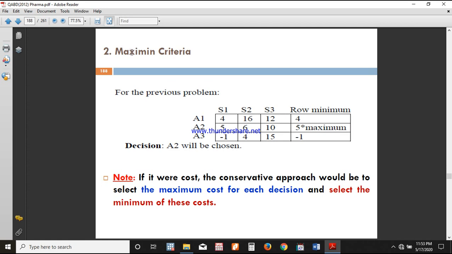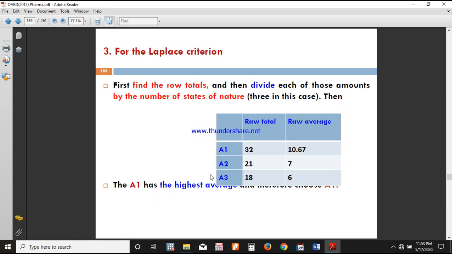What if these values are costs? Then you can apply the Minimax criteria. The Minimax means you find the maximum value in each row: 16, 10, and 15. From these maximums, the minimum value is 10. Clearly, A2 will be chosen if these values are costs.